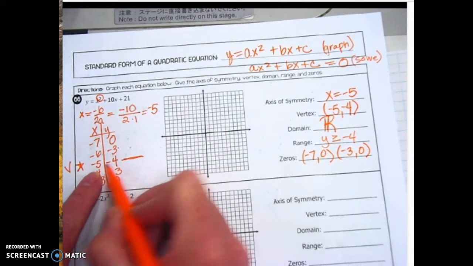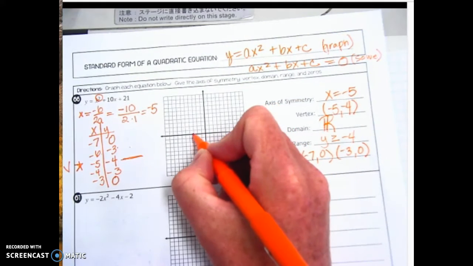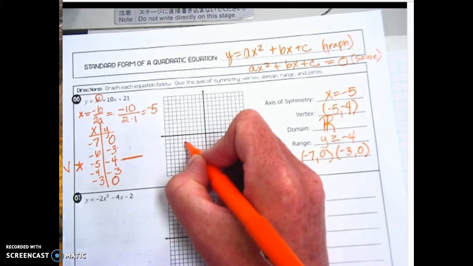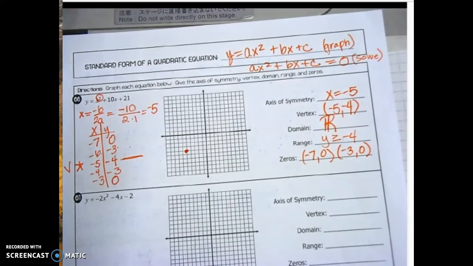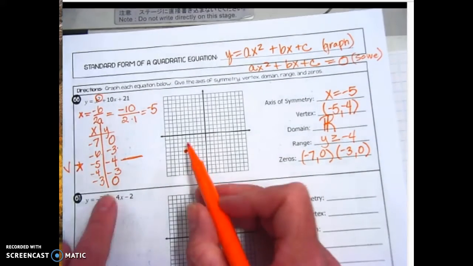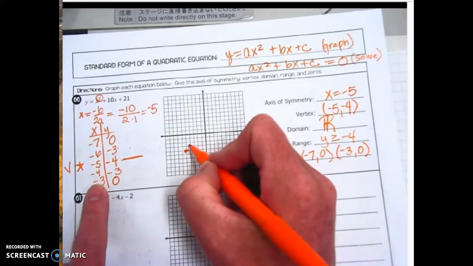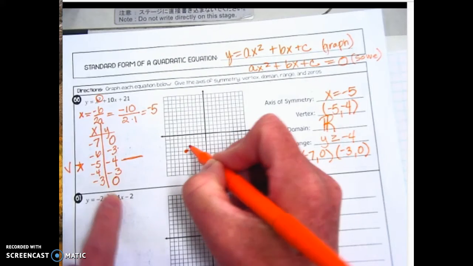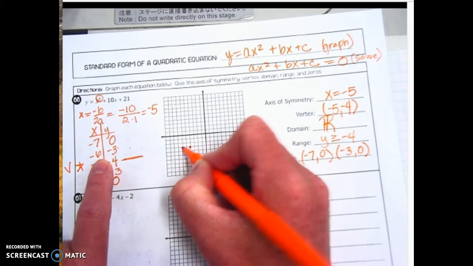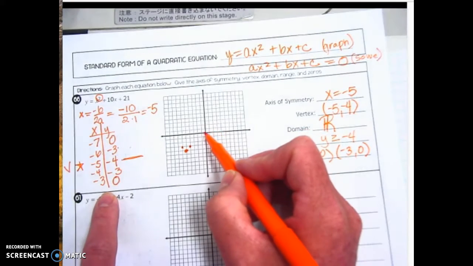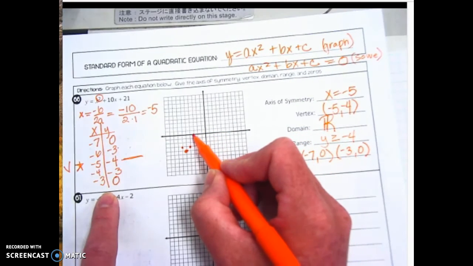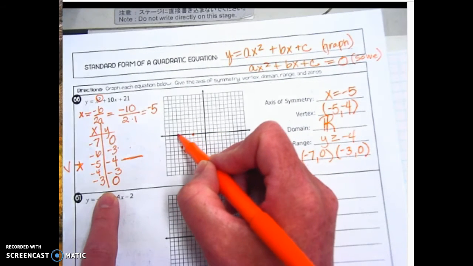We should have a point at -5, 0. So go 1, 2, 3, 4, 5 to the left and down 1, 2, 3, 4. There's our vertex. To the right, we have -4, -3. We also have -6, -3. And then we should have zeros at -3, 0. 1, 2, 3. And -7, 0.